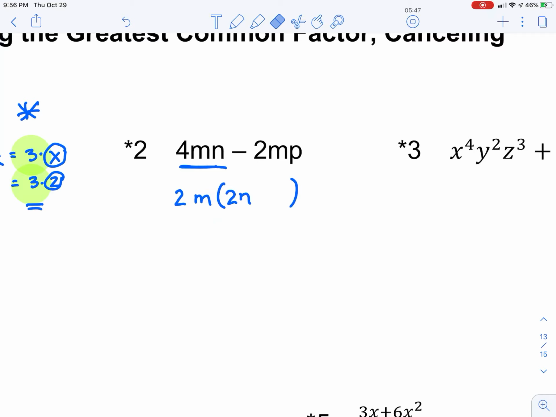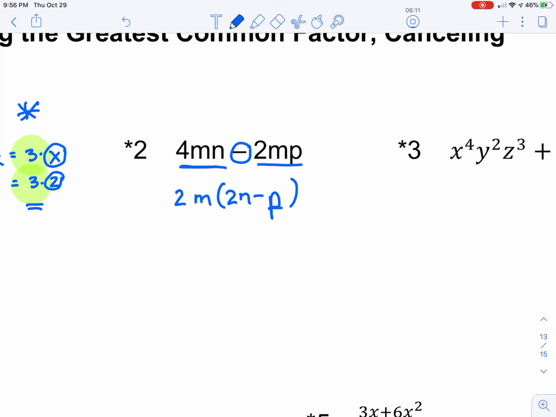Okay, now let's look at the next term. We have a minus sign here, so we're going to put that inside our parentheses. What is missing over here that, when I multiply it, if I were to distribute this, would bring me back to 2mp? It looks like it's just a p. So 2m times p would give me 2mp.